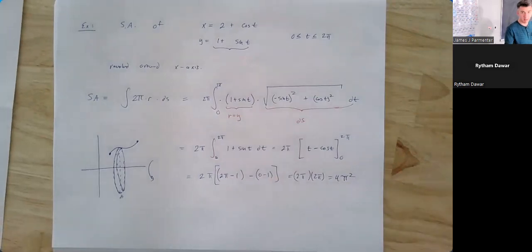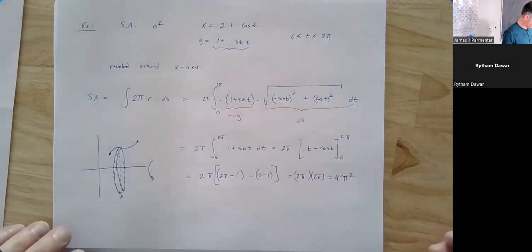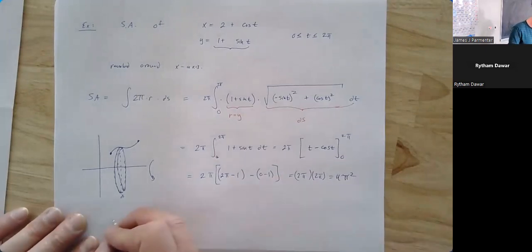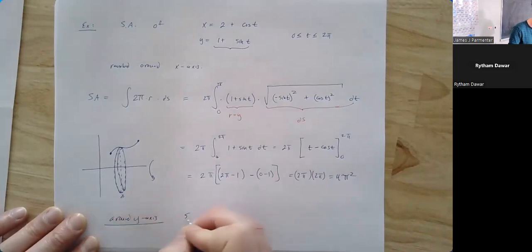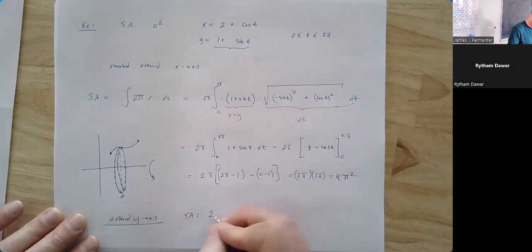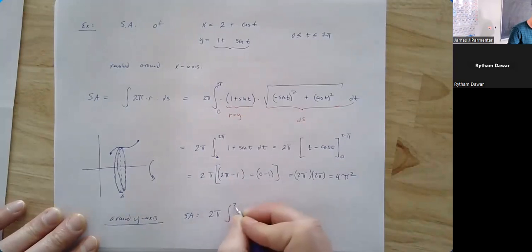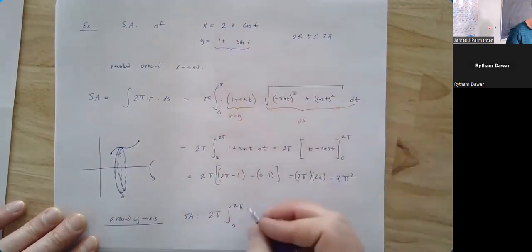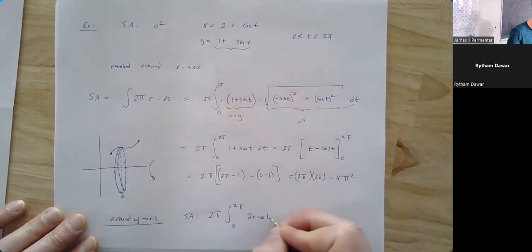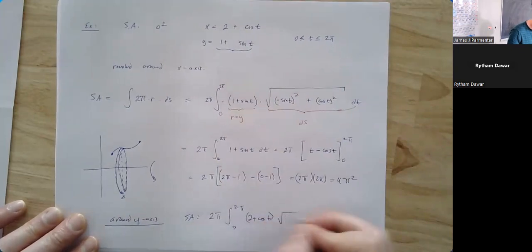And then just because it seems worth asking, if instead we were going to go around the y-axis, our surface area would be the same, except it would be 2 pi times the integral from 0 to 2 pi of our x, which is 2 plus cosine t. Same ds.